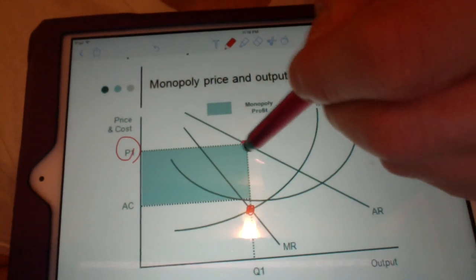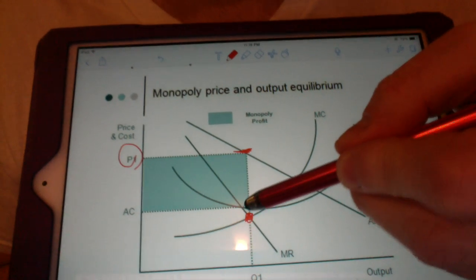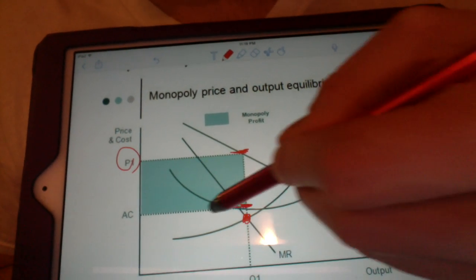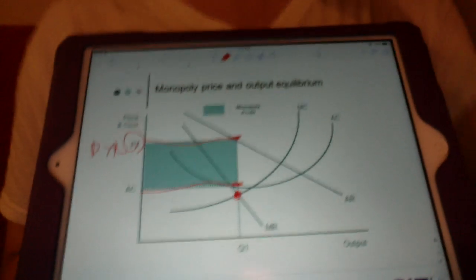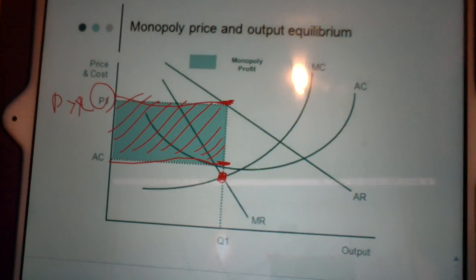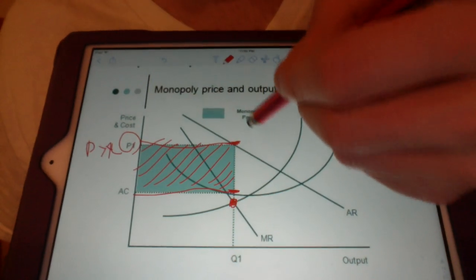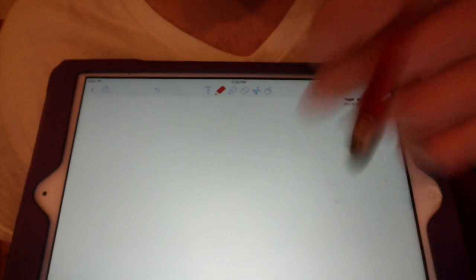So we can sell at this price right here. But how much does it cost us? So our average cost is right here. Average cost, price, that's the difference between these 2 points. P minus AC. That's how much we make on one unit. How much do we make on all of them? That difference times the quantity, which is this area. You just find the area of the rectangle. And that's profit. Right there. Monopoly profit.